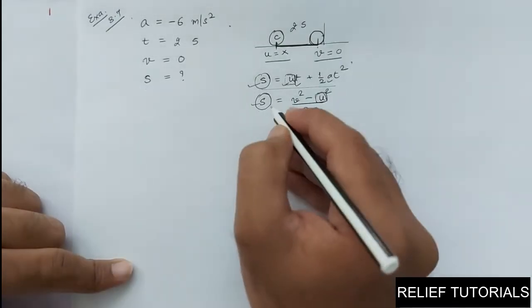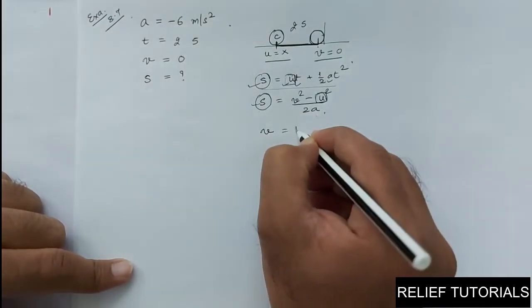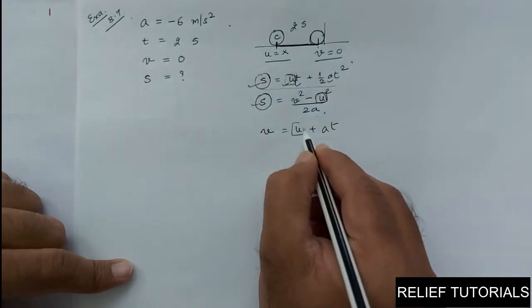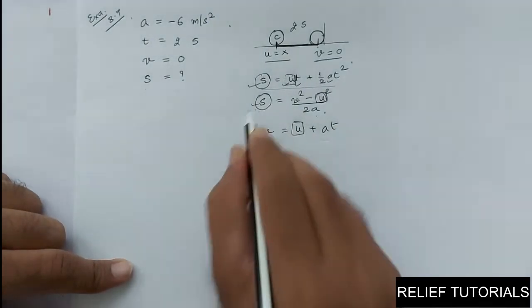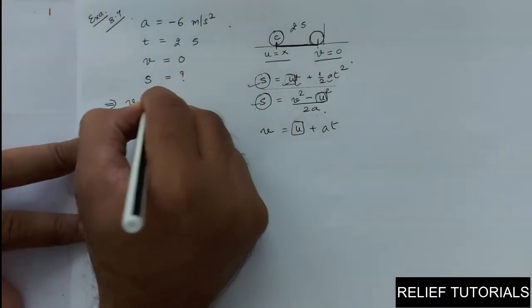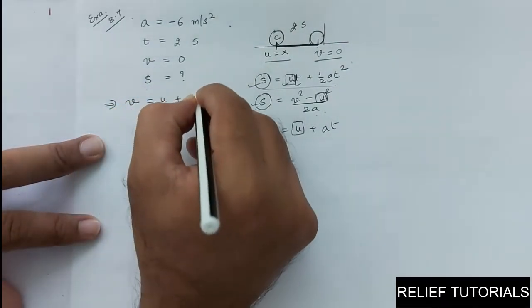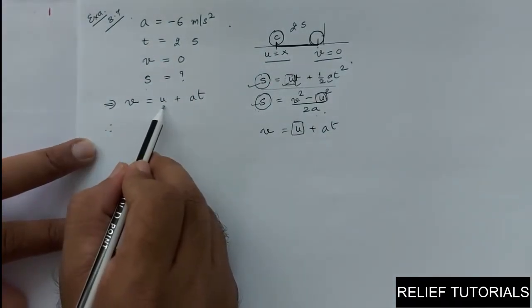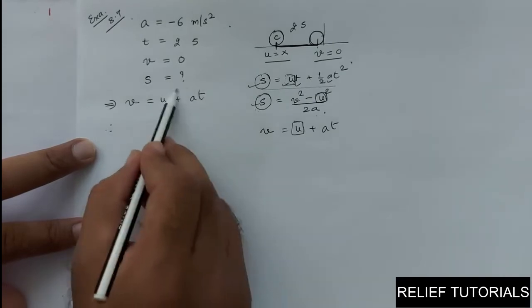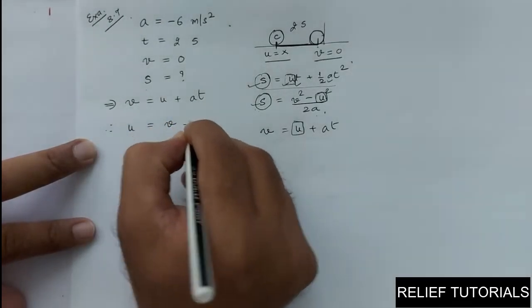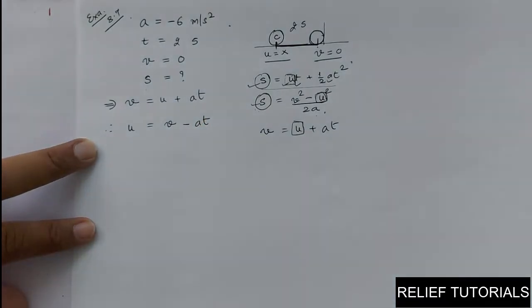So which equation? The first equation, v is equal to u plus at. From this, first of all, you find u and then you go for S. So from the first equation, v is equal to u plus at. Therefore, now what should be the formula for u? Transfer this at from plus sign here to minus sign. So u is equal to v minus at.